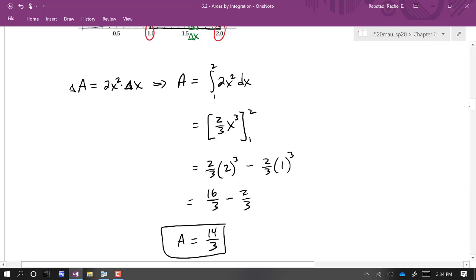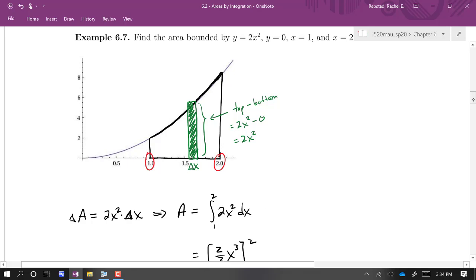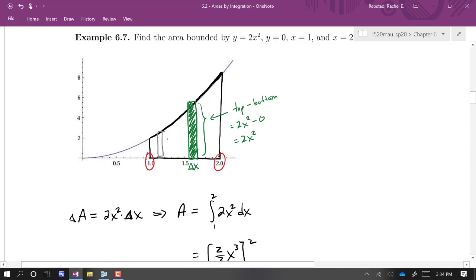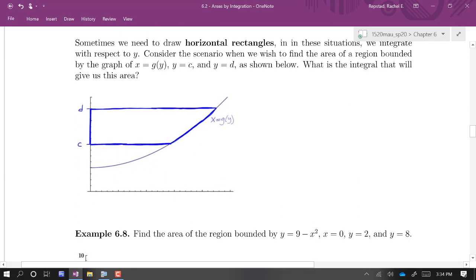So in this example, we drew this rectangle. It was a vertical rectangle that had a delta x width. There are scenarios in which we might draw horizontal rectangles to help us model our region. What's important here is that no matter where I draw the rectangle, I could draw it over here or over here, right? Or maybe somewhere closer to the middle. The length changes, but I always get the length by doing the same thing: taking the function 2x squared and subtracting 0. So the rule I use to find the length doesn't change as I move the rectangle throughout, and that is what is really important. Sometimes we need to use horizontal rectangles in order to make that work.